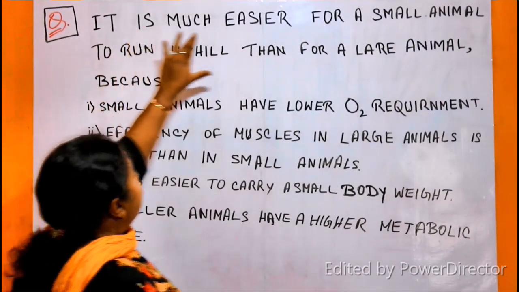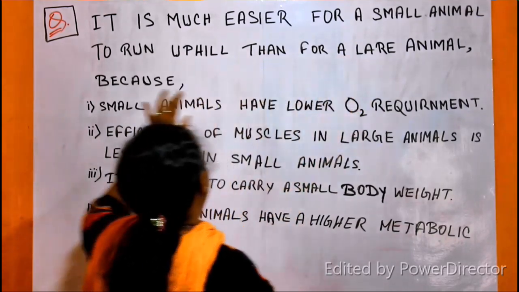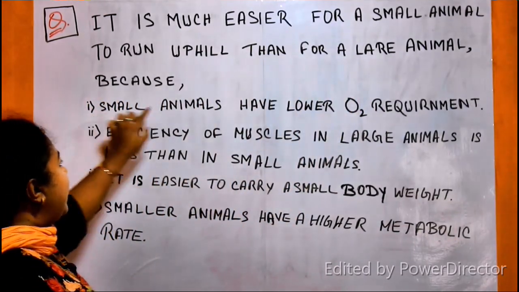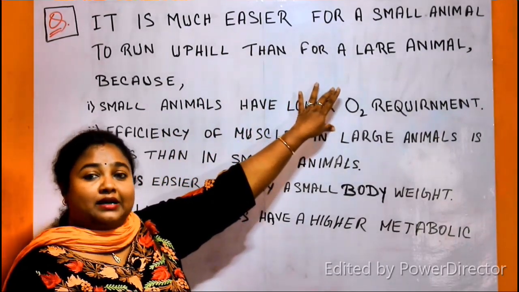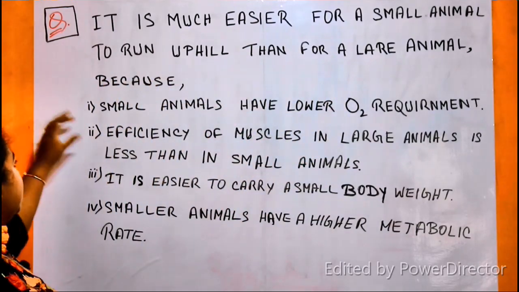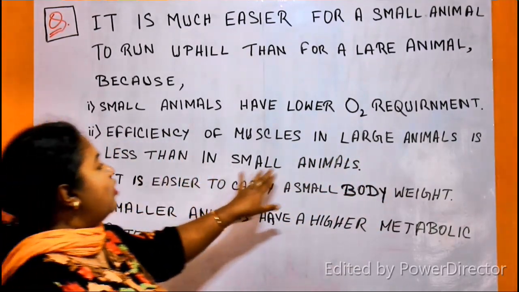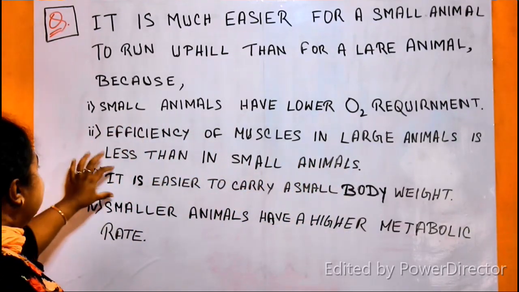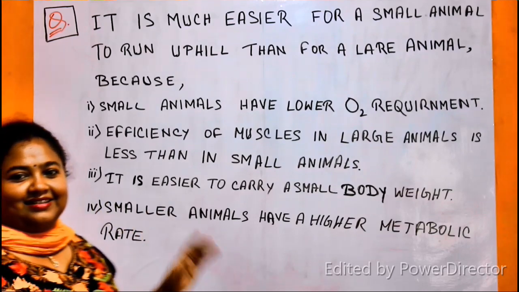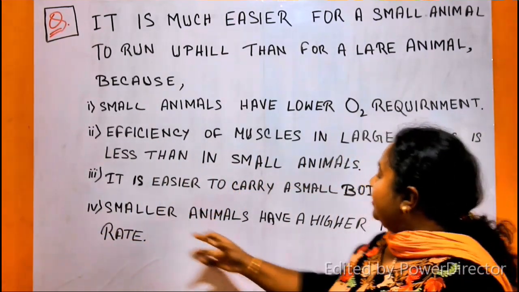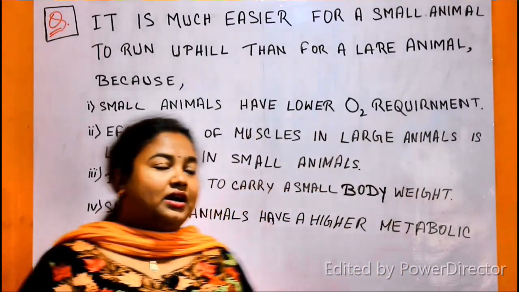Next question. It is much easier for a small animal to run uphill than for a large animal, because: one, small animals have lower oxygen requirement. That is correct, but they need the oxygen much faster. Second option is efficiency of muscles in large animals is less than in small animals. Third, it is easier to carry a small body weight. I think this is a bit unscientific. Fourth, smaller animals have a higher metabolic rate. This is also correct.